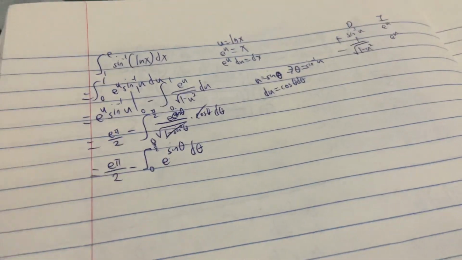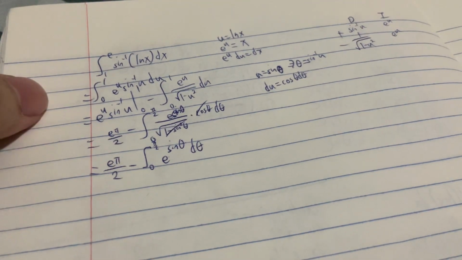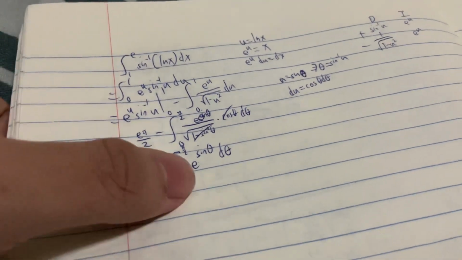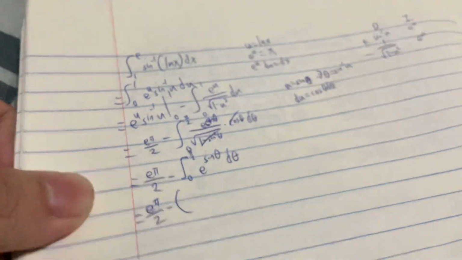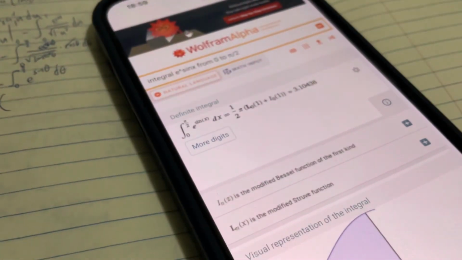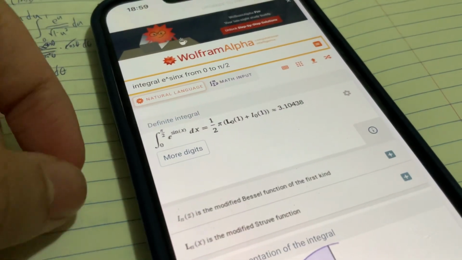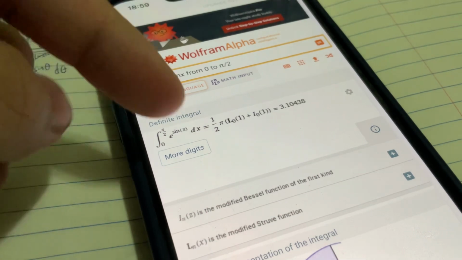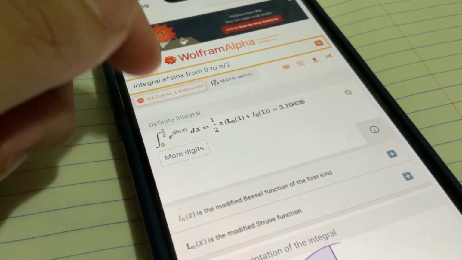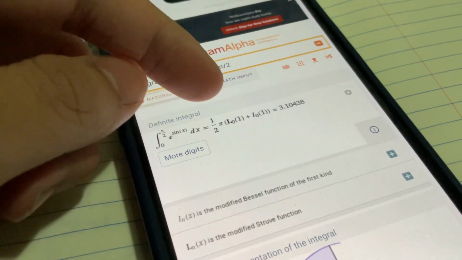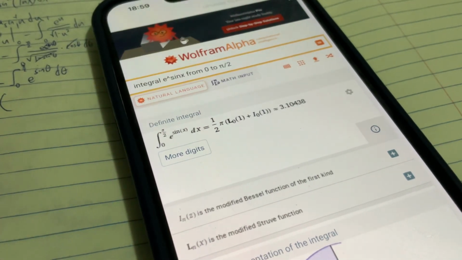And what is this answer? If you plug this integral into Wolfram Alpha, you're gonna get, here it is: the integral of e to the power of sine x from 0 to pi over 2 gives you pi over 2, and then L0 of 1.